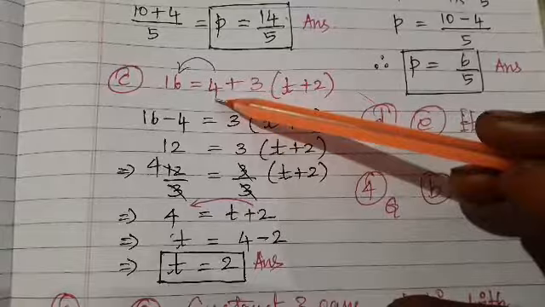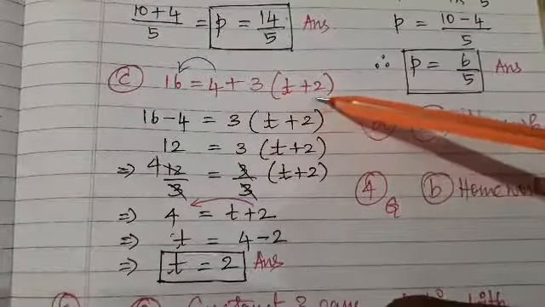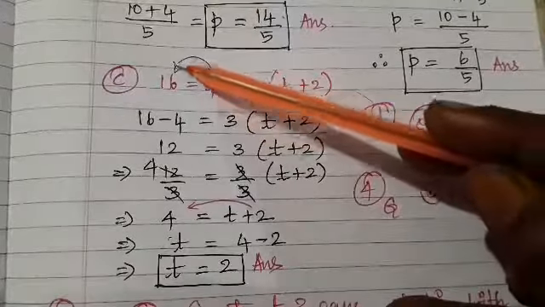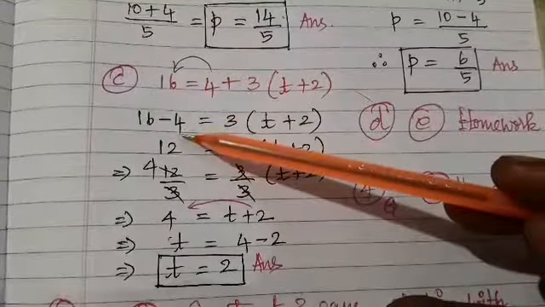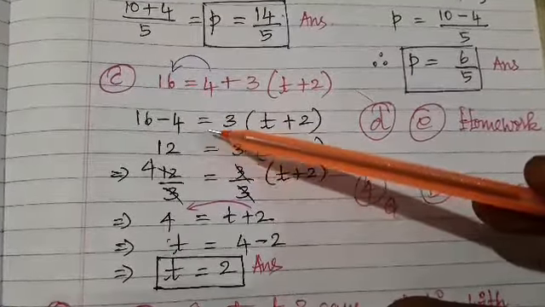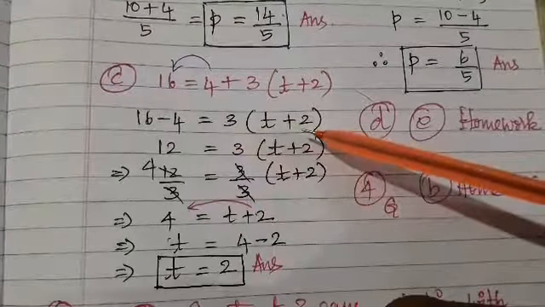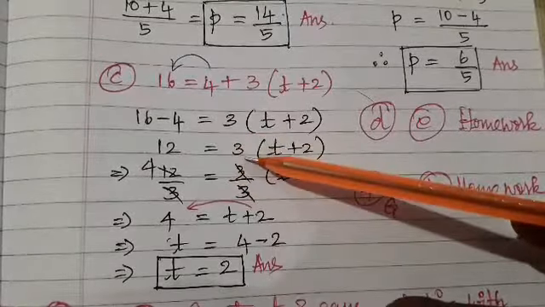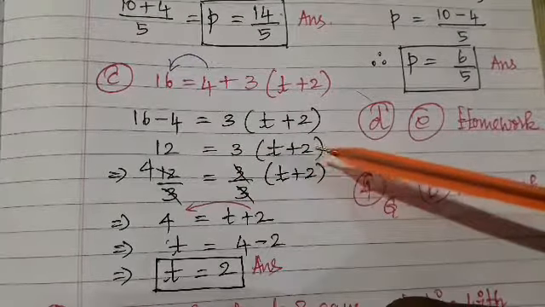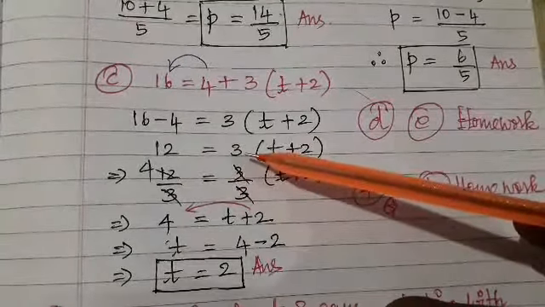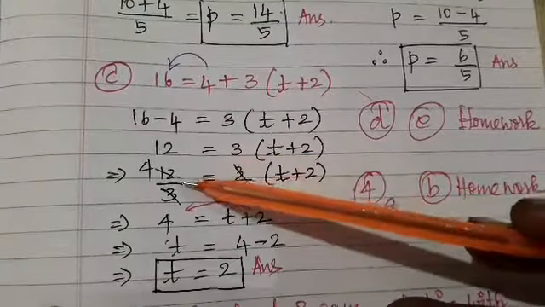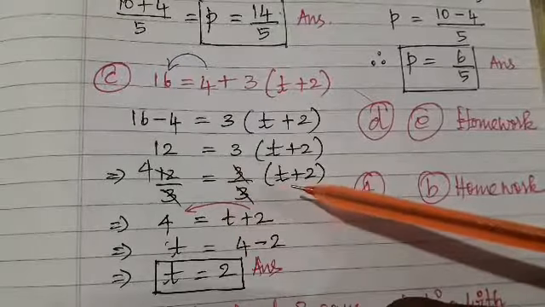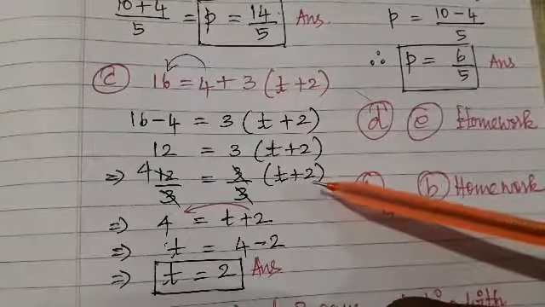16 equal to 4 plus 3 bracket t plus 2. So I am shifting this 4, a single number is there, so I am shifting this one to the other side. So it will become minus 4. Then that is equal to 3 bracket t plus 2. What is the difference between 16 and 4? 12. That is equal to 3 bracket t plus 2. Then here 3 is multiplied, so we have to divide this number. So on both sides I am dividing by 3: 12 upon 3 equal to 3 upon 3 bracket t plus 2.